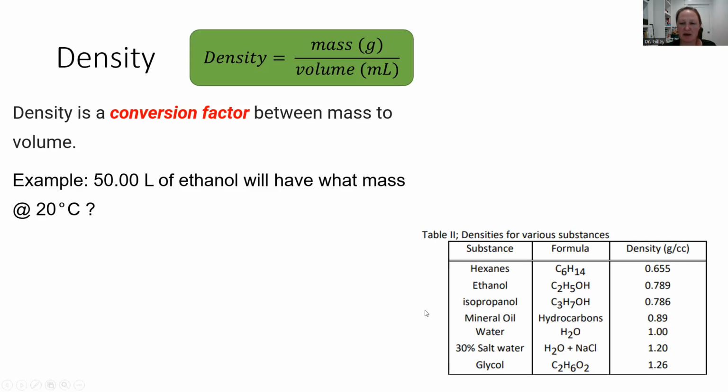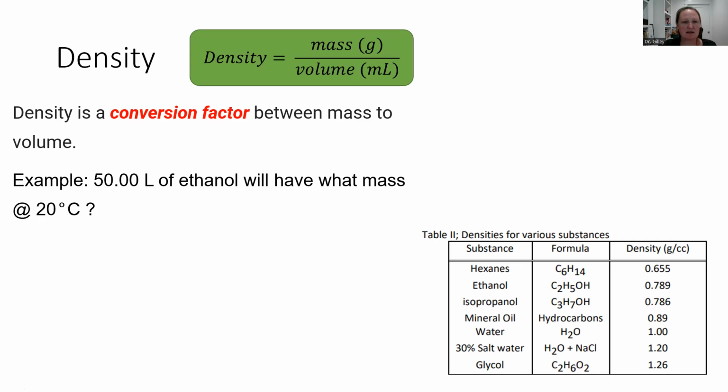So here's a table that provides us the densities for various substances. Notice that ethanol is on the list here, and it has a density of 0.789 grams per cc, or cubic centimeter. So remember that that relates the mass and the volume. They've given us in this problem a volume, right? 50.00 liters is a volume of a liquid.